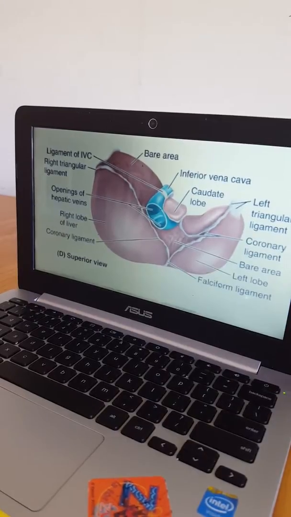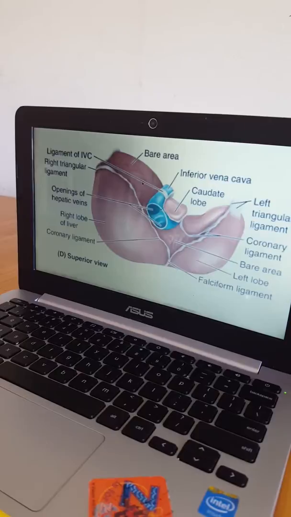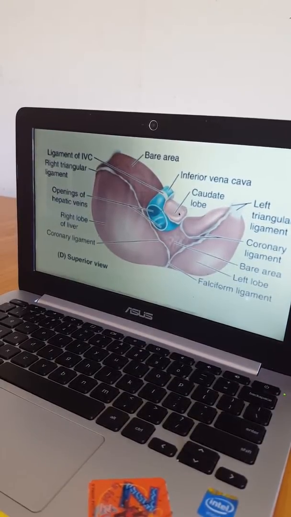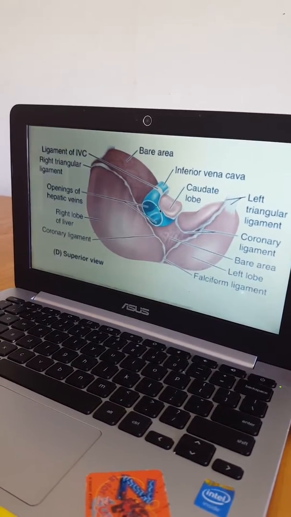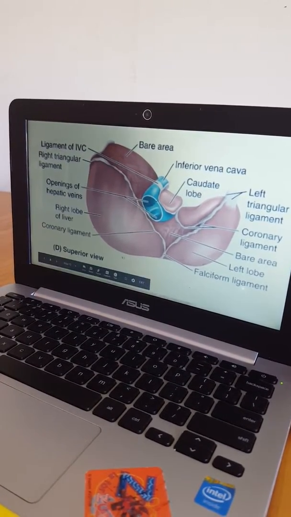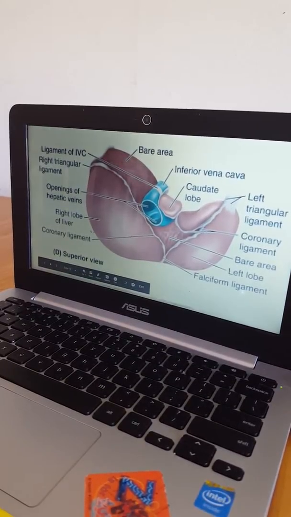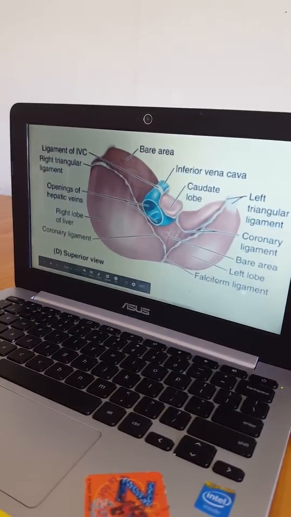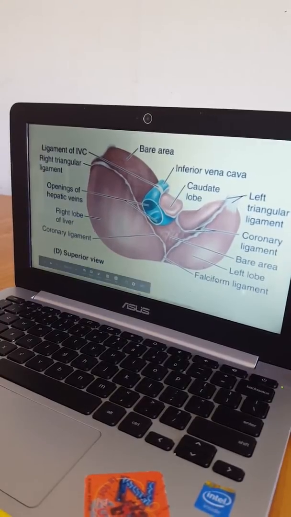Then there is another bare area below the right triangular ligament. Then there are multiple lobes, like the caudate lobe, which is near the inferior vena cava, because the inferior vena cava is behind the liver. So we are watching the liver from the top. So there is another bare area below the right triangular ligament.